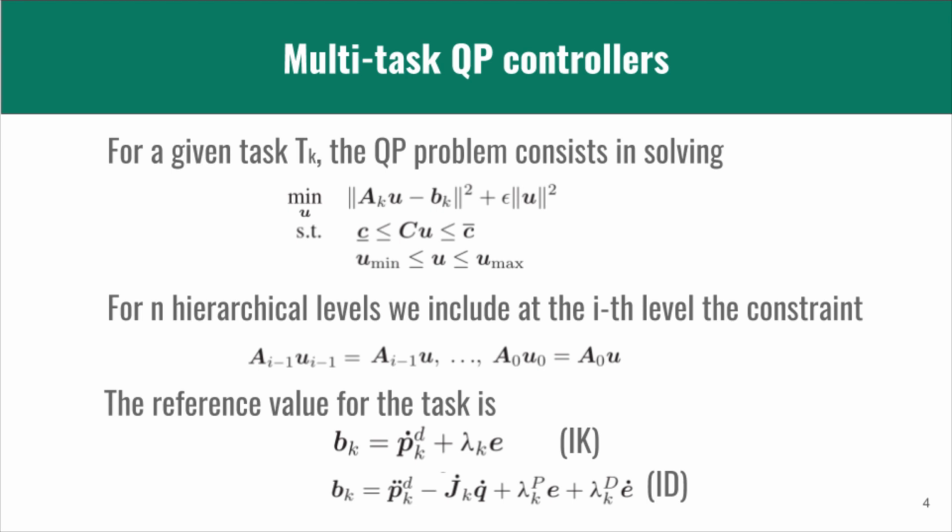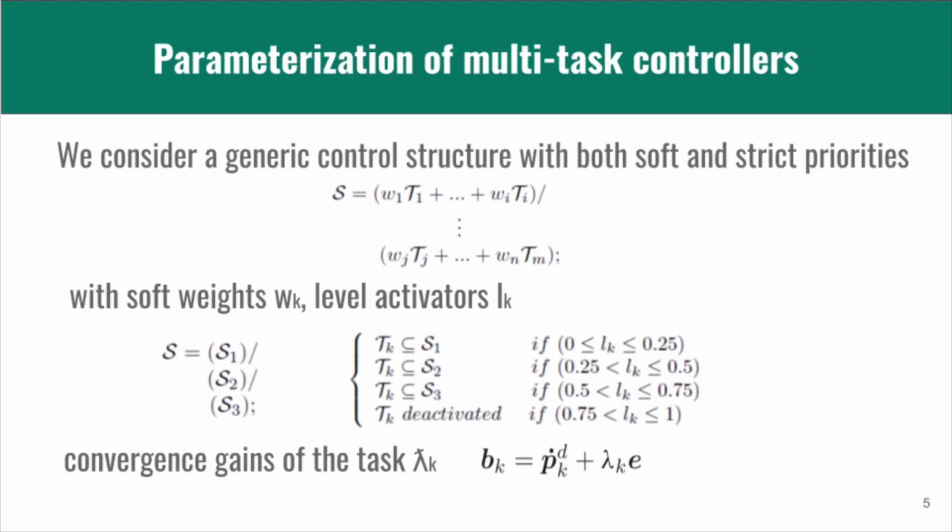If we have a multitude of tasks, then we can consider them at different levels of priority. We can either consider strict priorities, that is a hierarchical structure, also known as stack of tasks, or we can consider a weighted combination of the tasks, where the weights are the soft priorities. In this work, we considered a generic control structure with both soft and strict priorities.